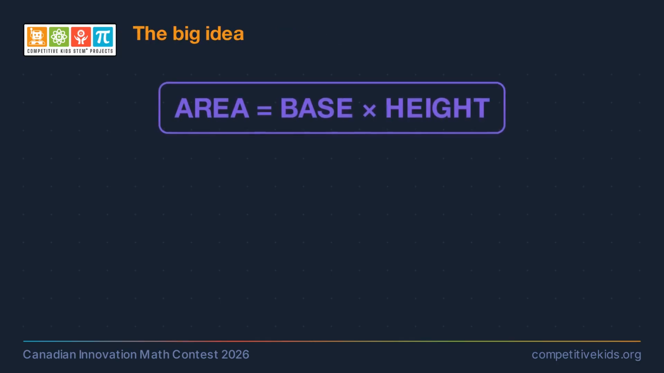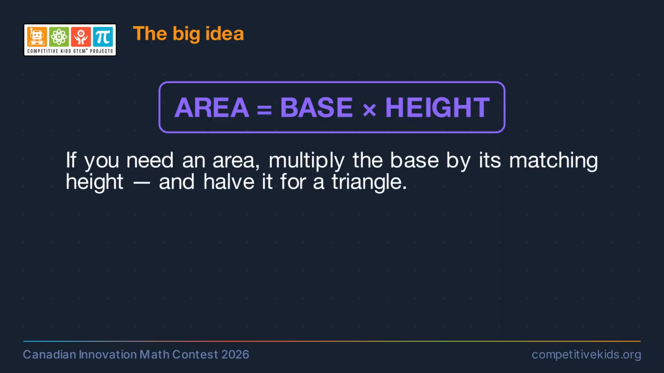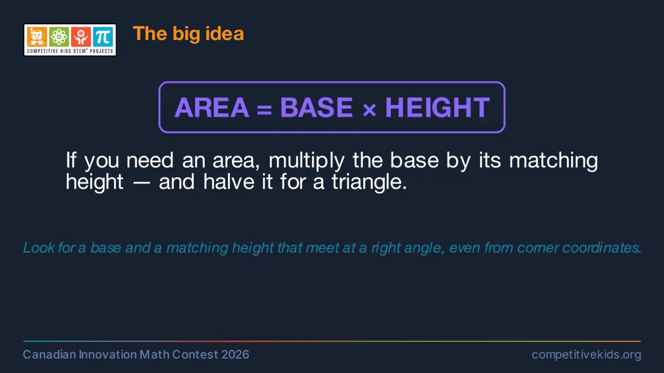This is the area rule. If you need an area, multiply the base by its matching height, and halve it for a triangle. Look for a base and a height that meet at a right angle, even when the corners are given as coordinates.